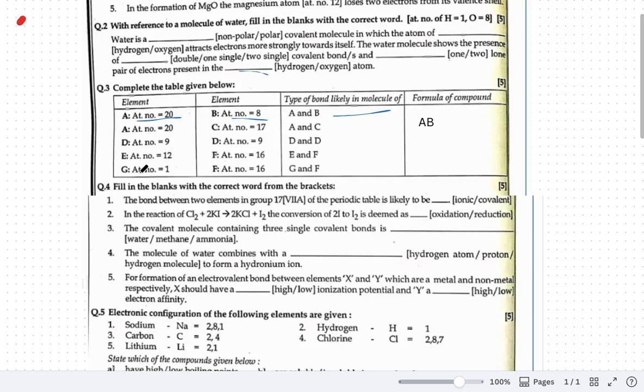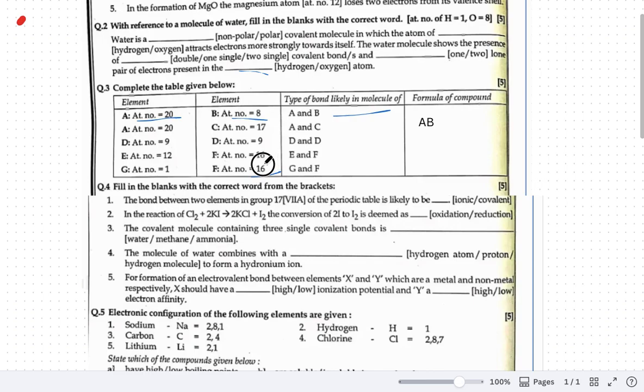Okay, atomic number of G and atomic number of F. Atomic number of G is 1 and atomic number of F is 16, which is 2, 8, 6, and G and F are going to form a covalent bond because the one which has atomic number 1 has no question of giving an electron. So it will enter into a covalent bond. 2 of G we will need because we need to fulfill 2 valencies, the 6 in the outermost orbit here.